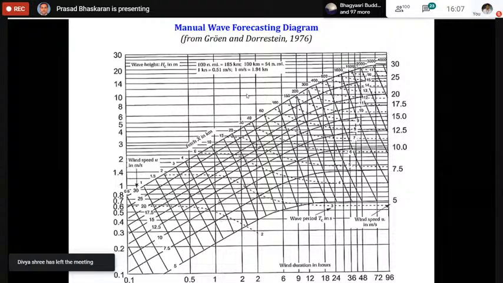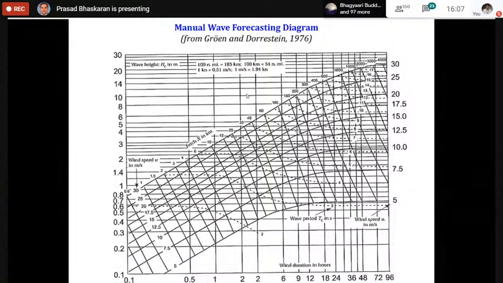Now let me give an example of where this nomogram fails. Suppose a 10 meter per second wind is blowing on the water surface for a long period of time. If you do the same experiment in two different locations, you should get the same wave height. Which basically means if I do one experiment in India and another in Europe, with identical conditions, I should have the same wave height. That is what the nomograms say.